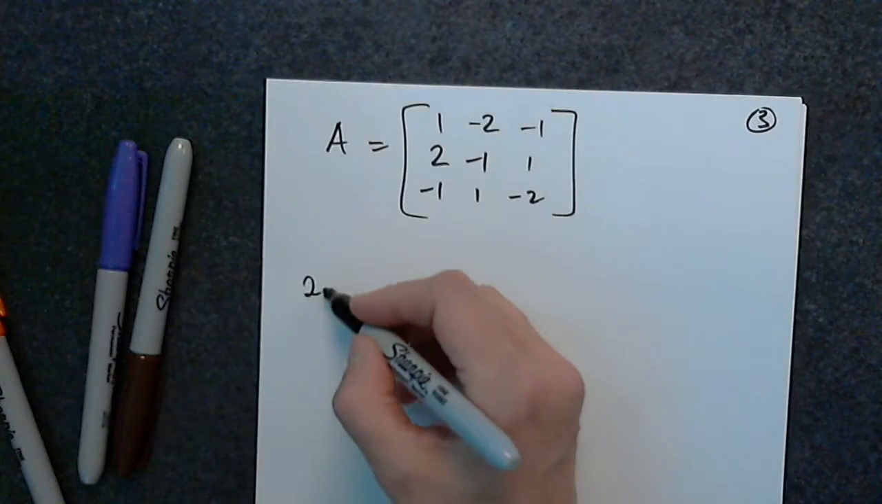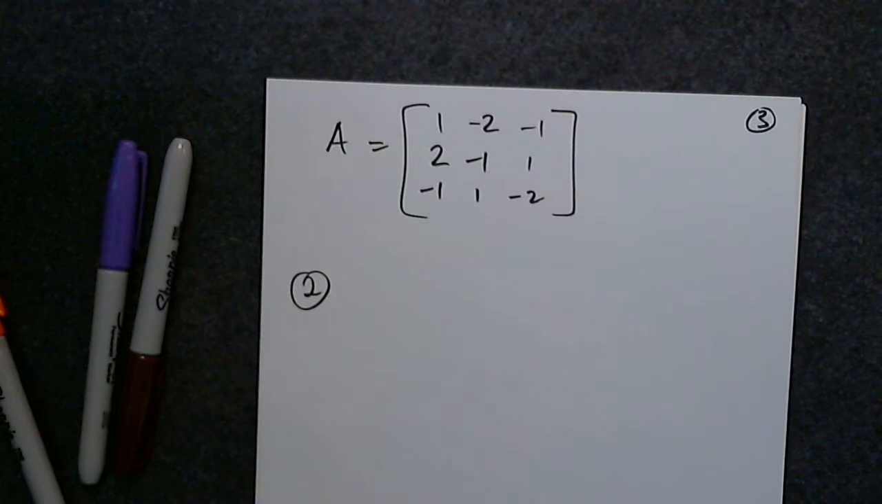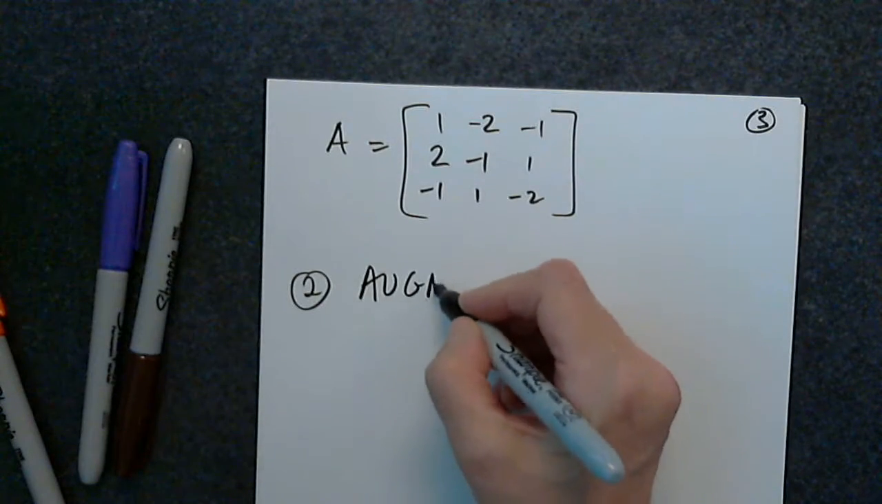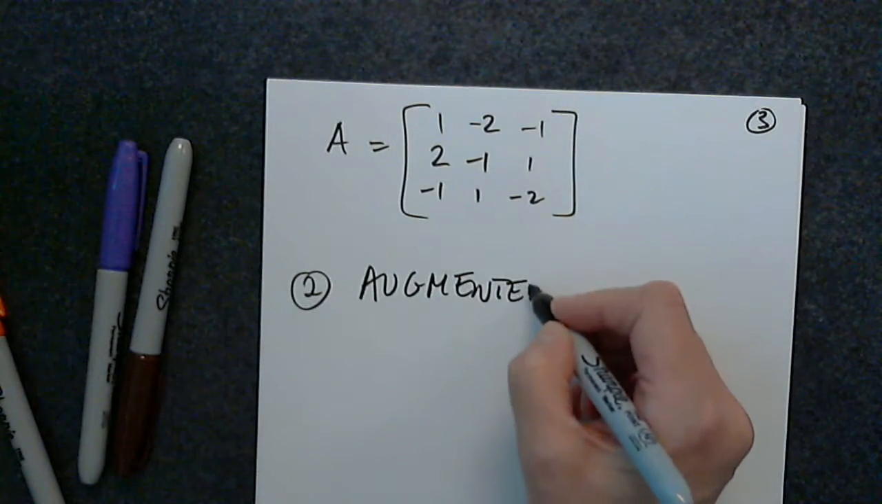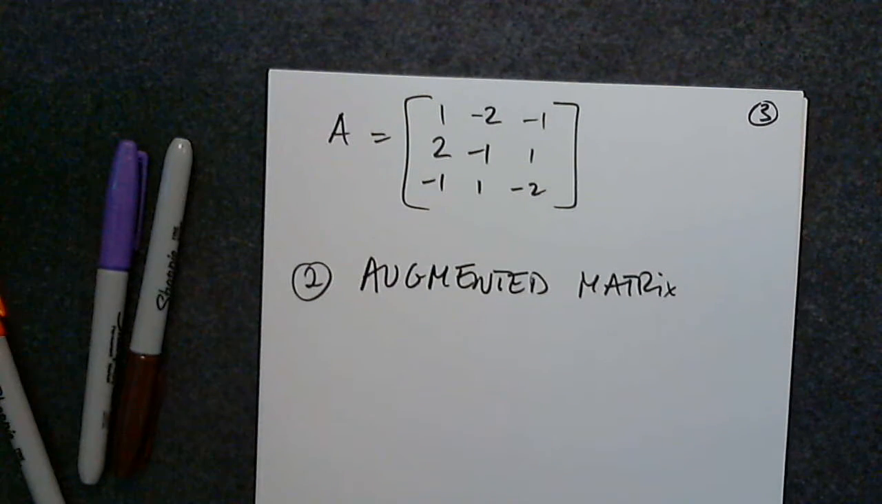Okay, number 2. So for now we know what a matrix is, and we know what the coefficient matrix of a system looks like, as long as the system is arranged in the correct order: X below X, Y below Y, Z below Z, free term below free term. Okay. Number 2, augmented matrix of the system. Okay?